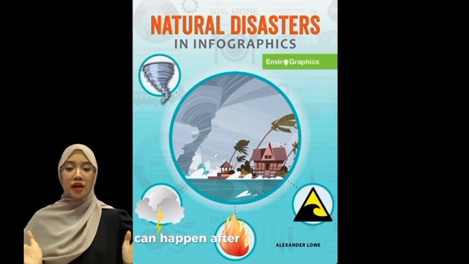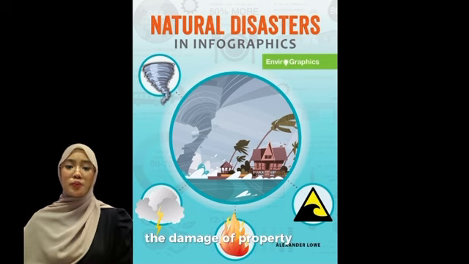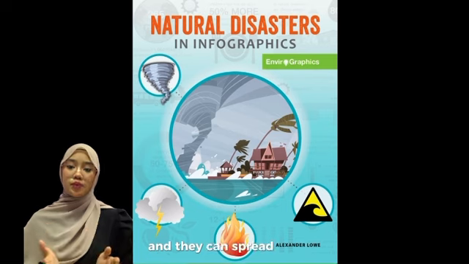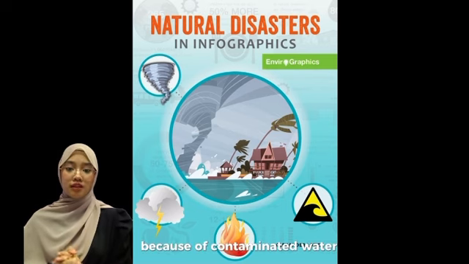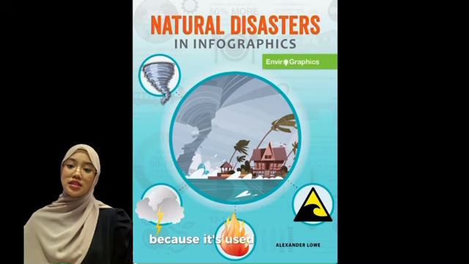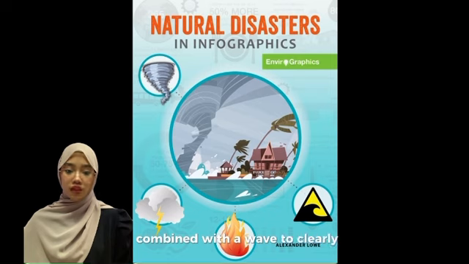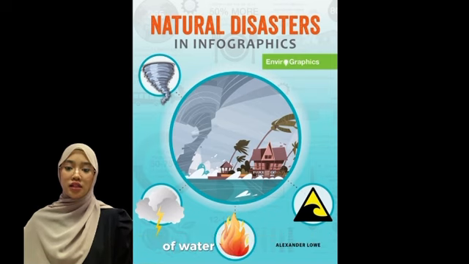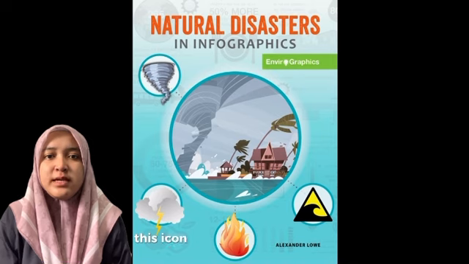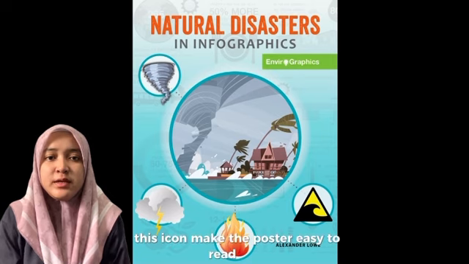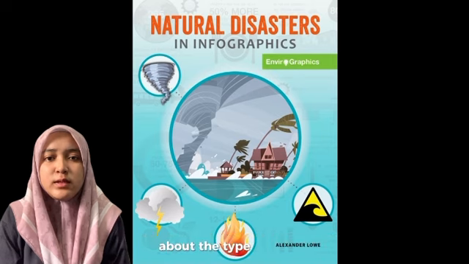Floods, on the other hand, can happen after heavy rainfall or storm. They damage property, crops, and roads, and they can spread diseases because of contaminated water. This icon is very effective because it uses a universal warning sign, the triangle combined with a wave, to clearly communicate the danger of water-related disaster. It reminds people to stay alert and move to higher ground in case of a tsunami warning. This icon makes the poster easy to read, even for someone who only glances at it. Each symbol gives quick and clear information about the type of disaster.